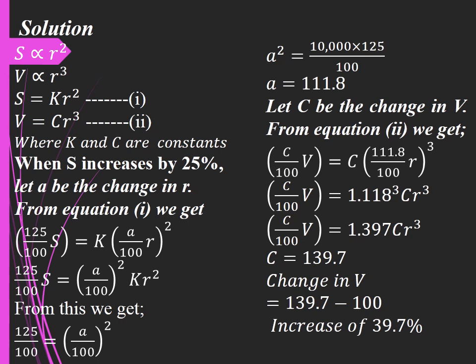And then we get C over 100 V is equivalent to 1.118 cubed c r cubed. This will give us C over 100 V is equivalent to 1.397 c r cubed. When we equate C over 100 to 1.397, we get C is 139.7. The change in V is equivalent to 139.7 minus 100, and this gives us an increase of 39.7%.